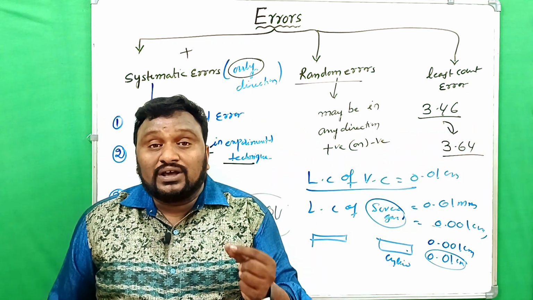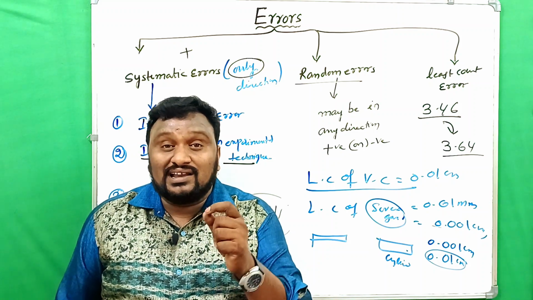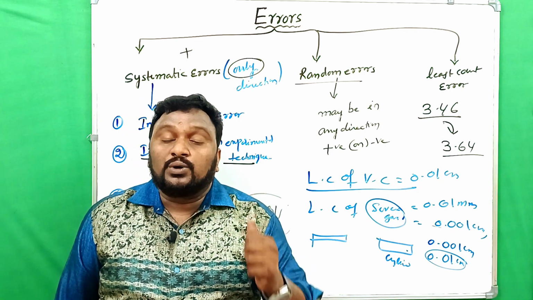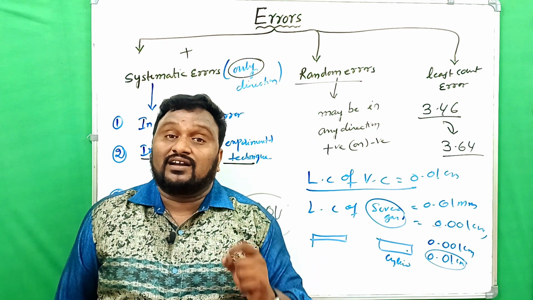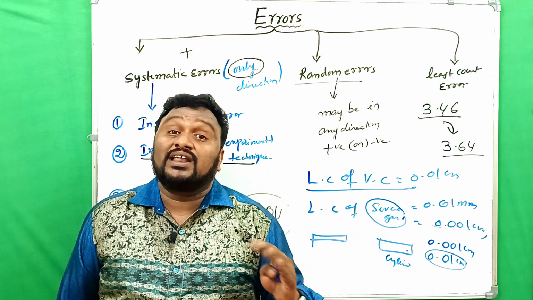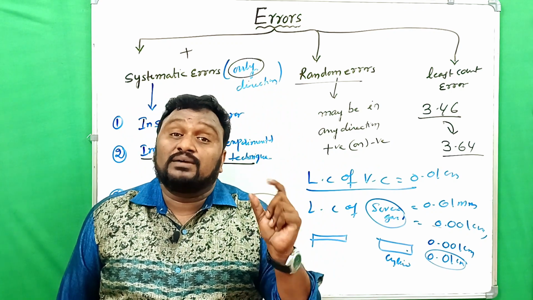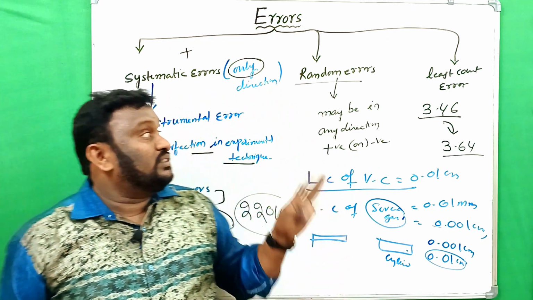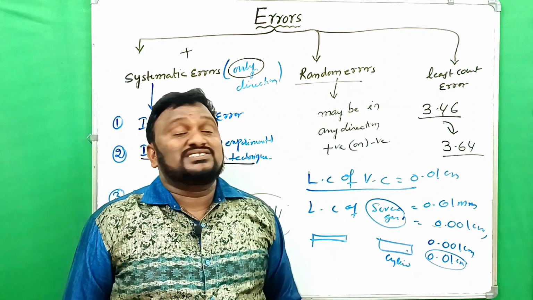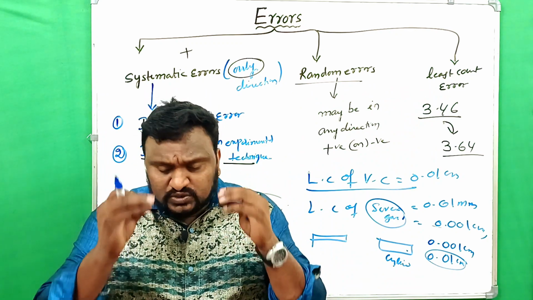So least count error is associated with the precision or least count of the instrument. Clear? So least count errors can be eliminated or reduced by changing the instrument, by doing the experiment in a proper manner, and by using the experimental techniques properly. So this is simply about the errors: systematic error, random errors and least count error. And along with these, we have some other errors. Let's go for that. The topic is very important.